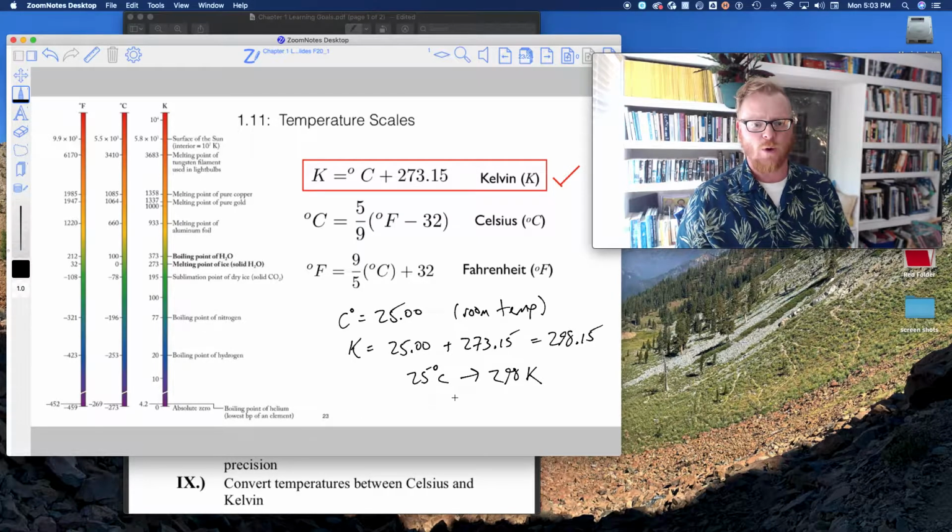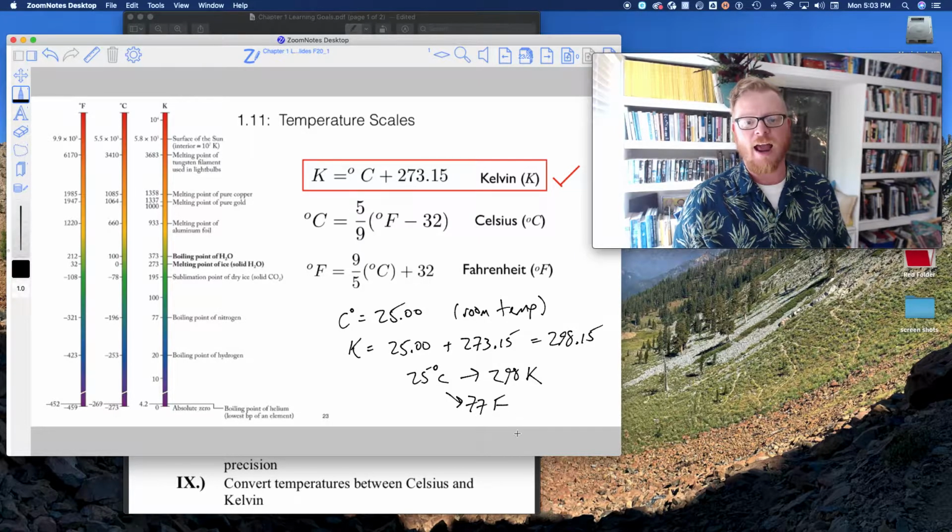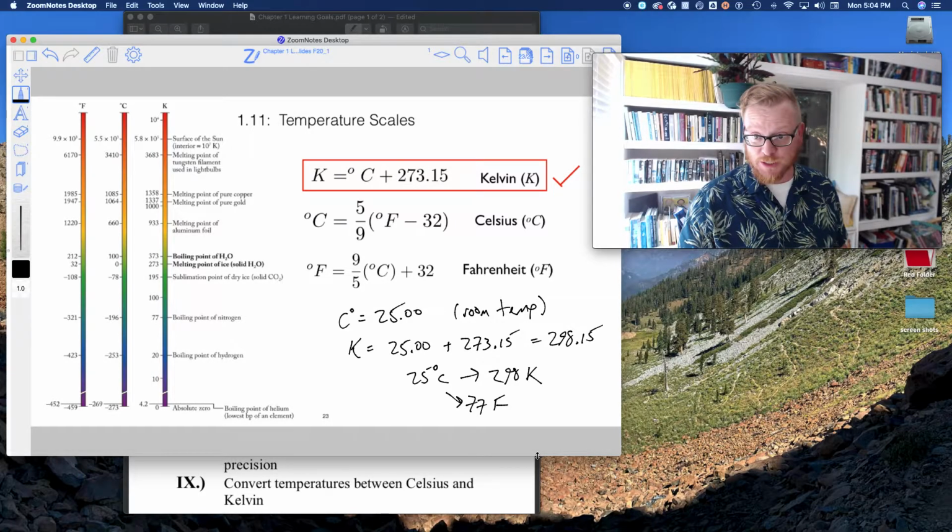Okay, so what's 25 Celsius in Fahrenheit? I can say 25 times 9 divided by 5 plus 32, and that's 77 Fahrenheit. That'd be kind of warm. That'd be a warm room if you were sitting in a 77-degree room. Okay, so be able to use these formulas. You don't have to memorize these two, but I do want you to memorize the Kelvin Celsius formula.